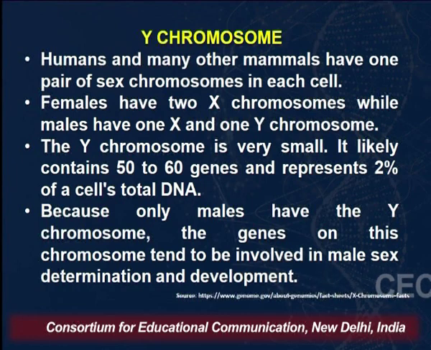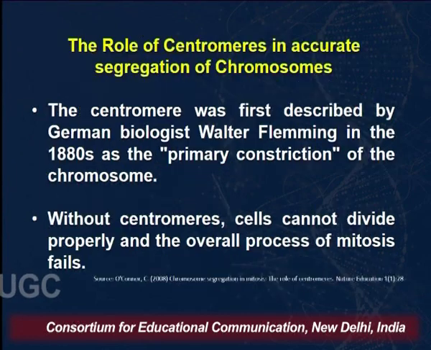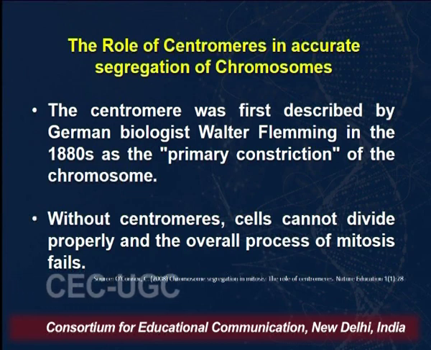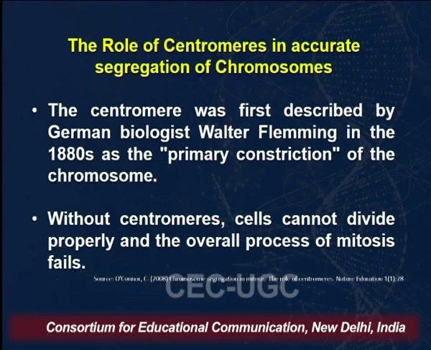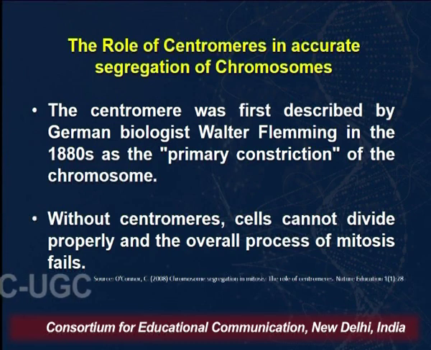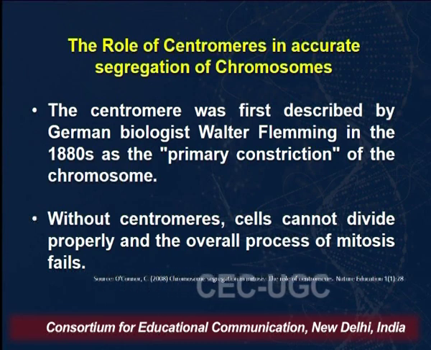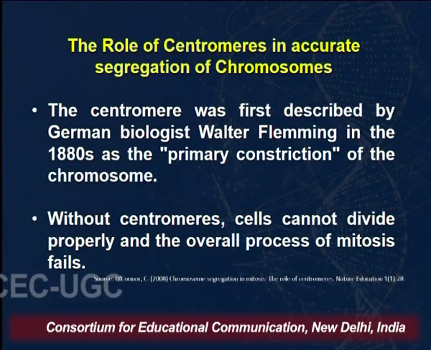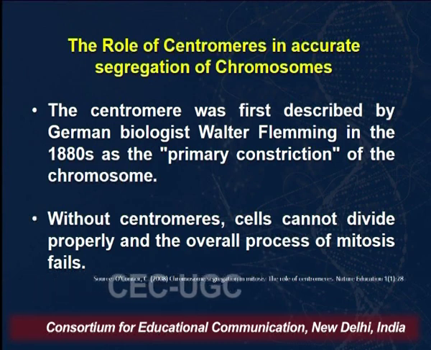Now, one of the important parts within these chromosomes is called the centromere. The centromere is a point within the chromosome where the 2 chromatid arms connect to one another, or get joined. The centromere was first described by the German biologist Walther Flemming in the 1880s. Initially, it was called the primary constriction of the chromosome.